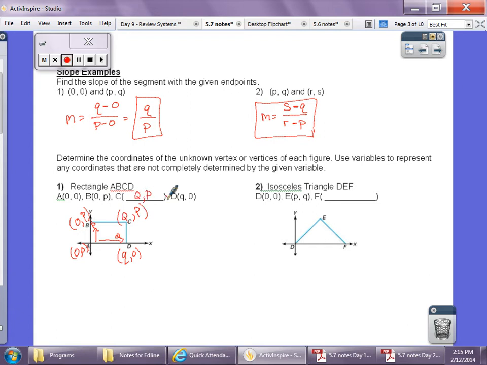It should be a little q, comma, p, but it's not. So since it went up p and right q, we know that C, since it's a rectangle, will give us that value q.